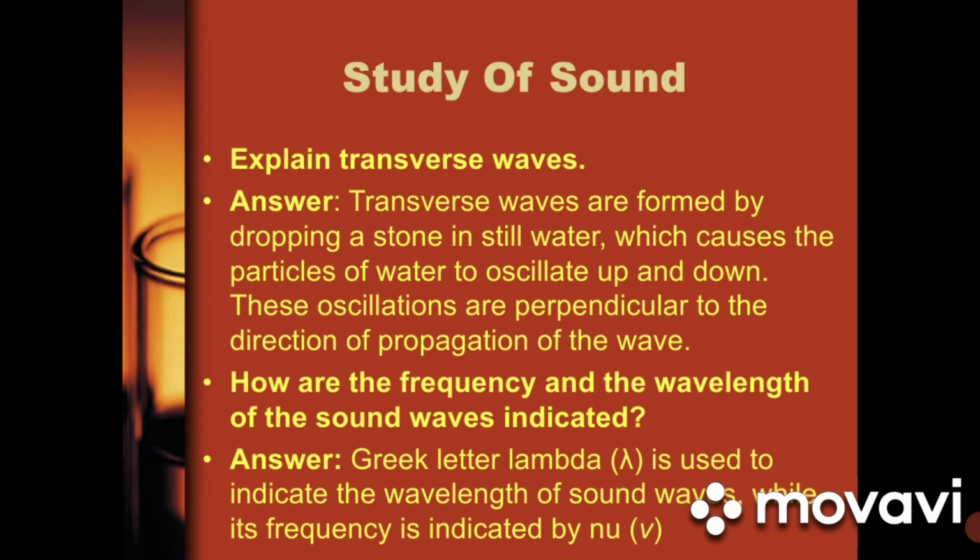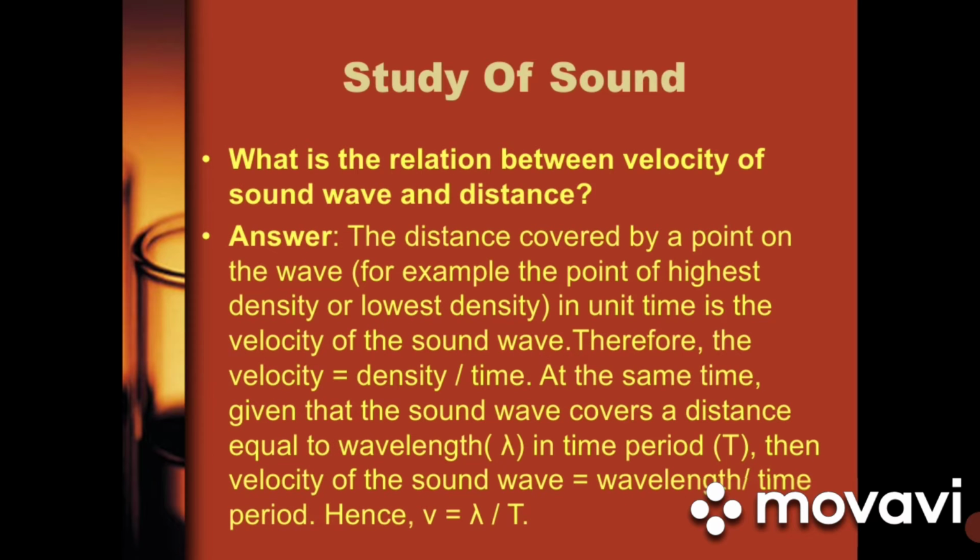How are the frequency and the wavelength of sound waves indicated? The Greek letter lambda, as shown, is used to indicate the wavelength of sound waves, while its frequency is indicated by nu. What is the relation between velocity of sound wave and distance? The distance covered by a point on the wave, for example the point of highest density or lowest density, in unit time is the velocity of the sound wave.